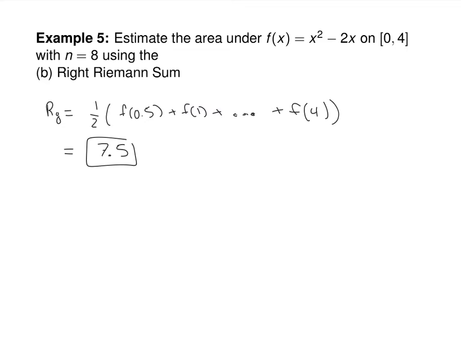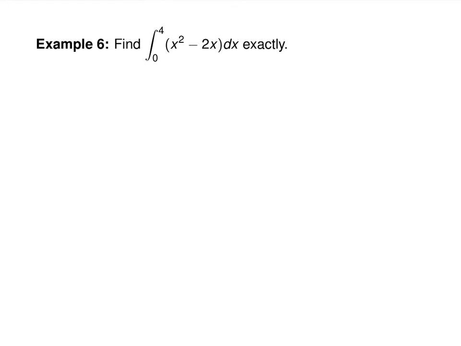I hate example 6. I have to do 1 because it's my duty, okay, but we'll do 1 and we'll be done. So find that area exactly. To find it exactly, we have to do that thing we did yesterday, which was find the limit. So f of x is x squared minus 2x.